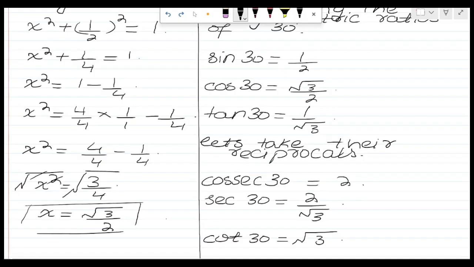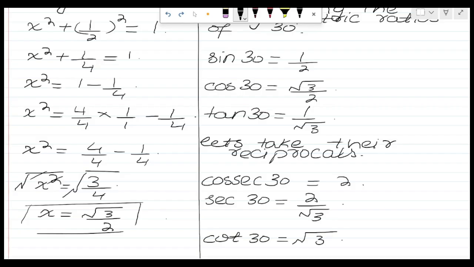x square is equal to 4 by 4 minus 1 over 4. So we can write the denominator only one time, and 4 minus 1 results in 3. So x square is equal to 3 by 4. But we need to remove this square. So in order to remove the square, we will take the square root on both sides of the equation.